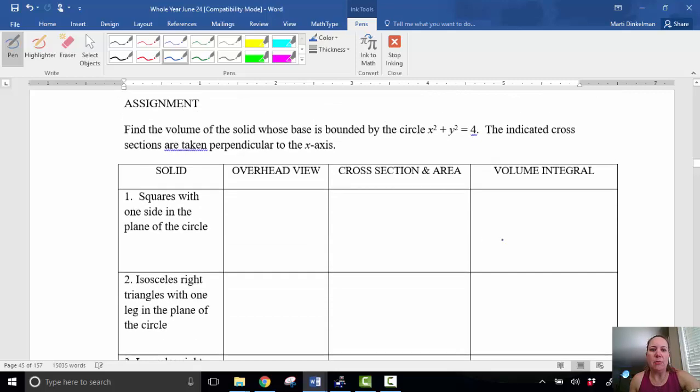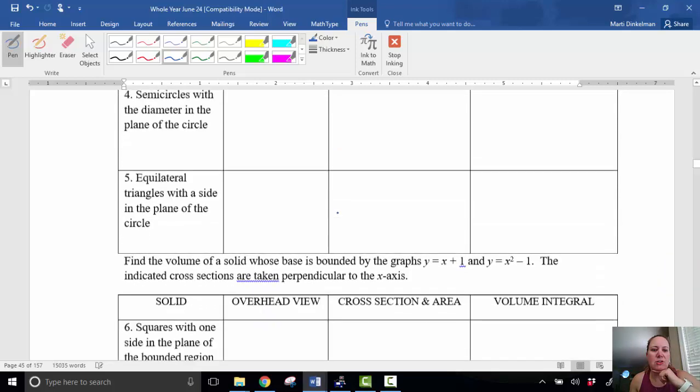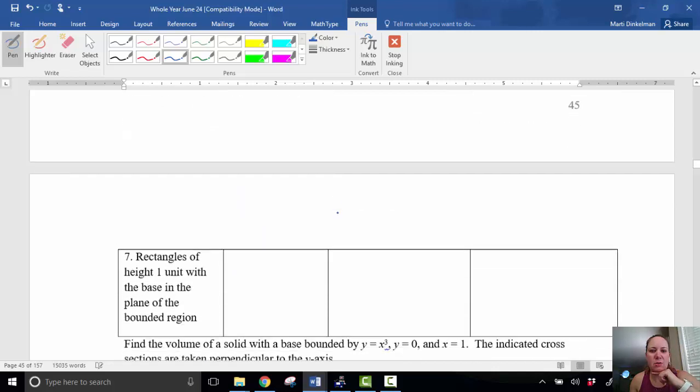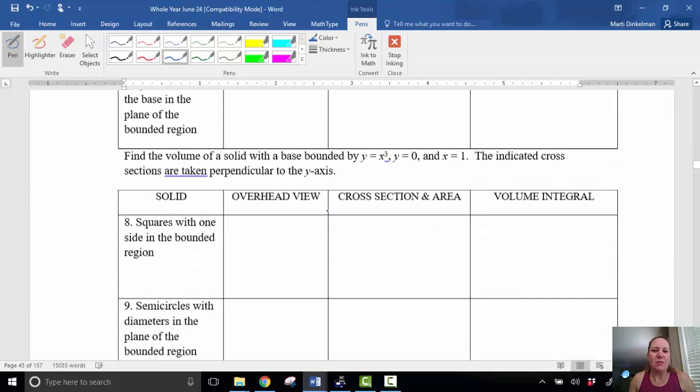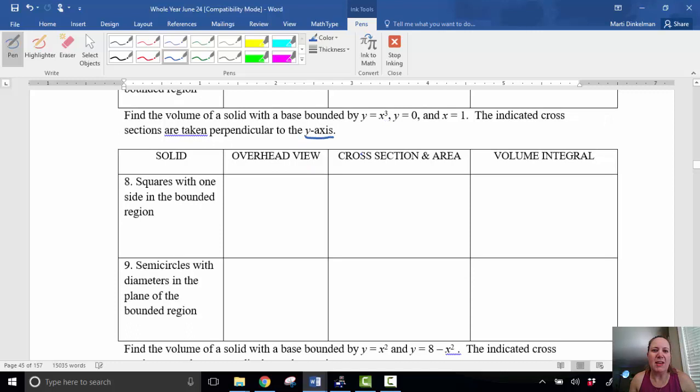These first few are all perpendicular to the x-axis, so they will be dx's. I just want to bring your attention to it suddenly changes to y-axis, and I know the first time I did this worksheet when I was making a key, I totally just missed that it said y-axis there. So just don't forget, those are going to be your dy questions.